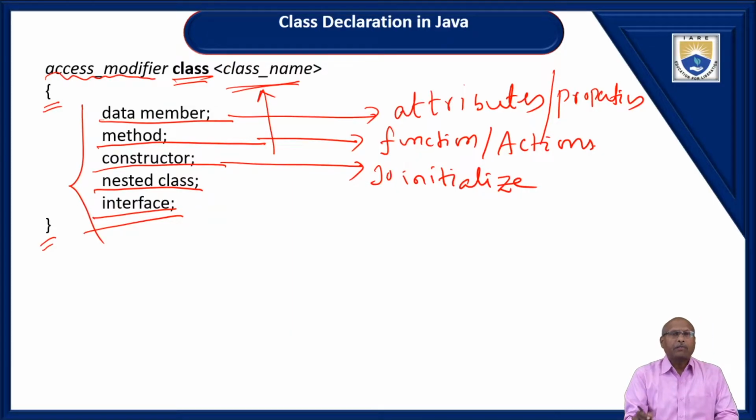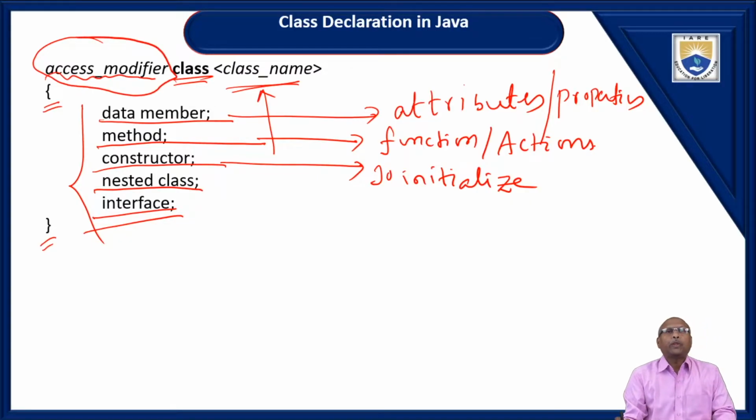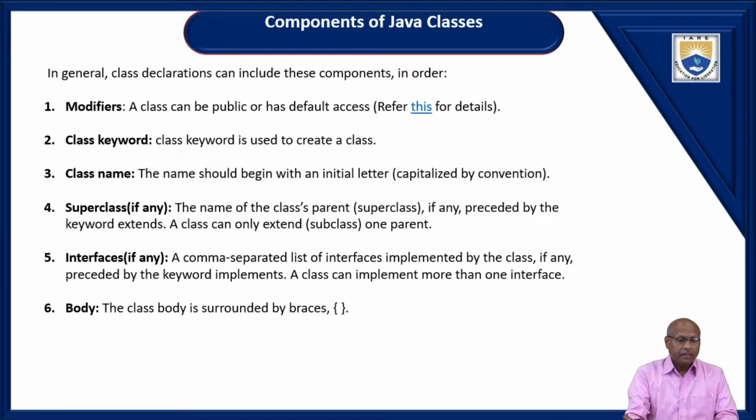So in Java, whenever you are defining a class, you have to follow the syntax. First you have to write access modifier, then class, then class name, then in the curly braces you have to write the data members, methods, constructors, nested class and interface. These are the various items of a class. Then we will see what is access modifier and which access modifier I should write before the class keyword. So remember what components I should use while declaring a class.